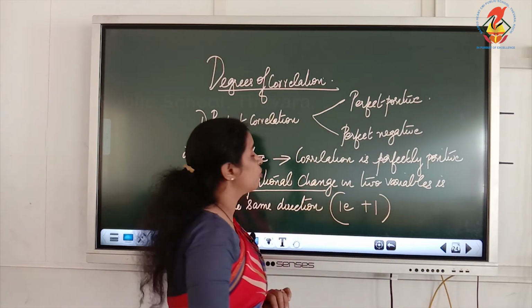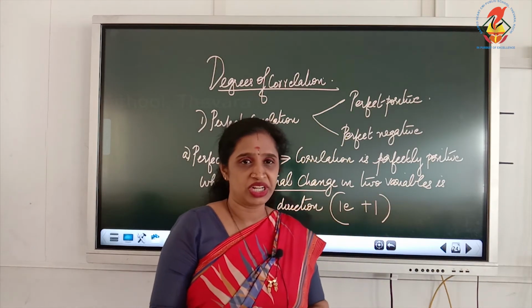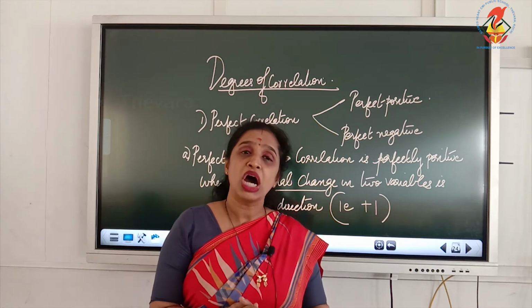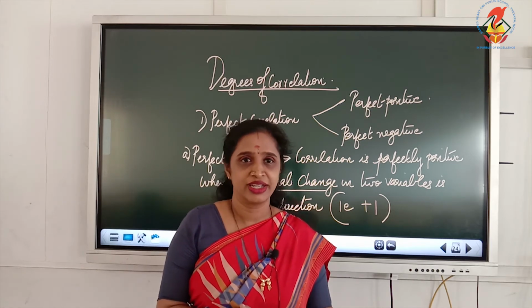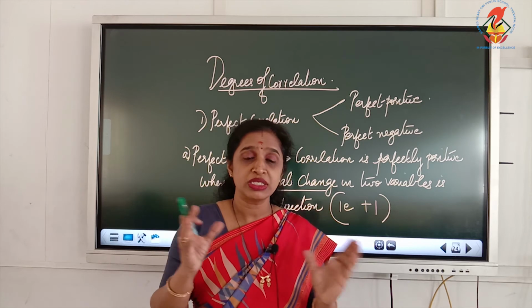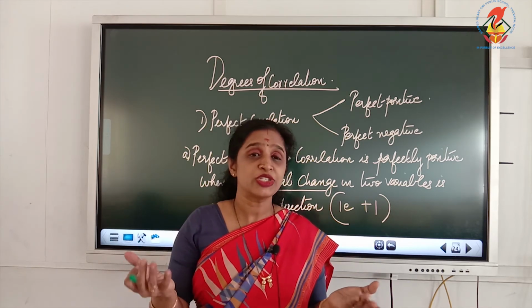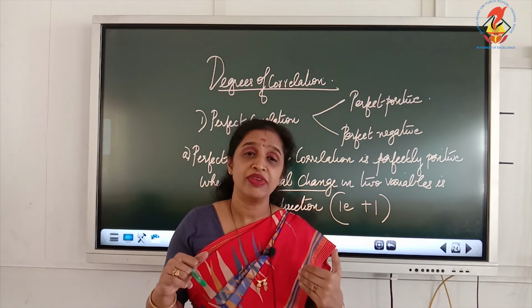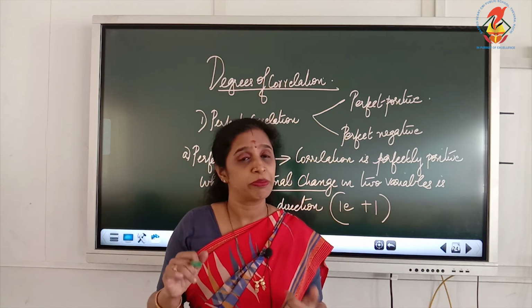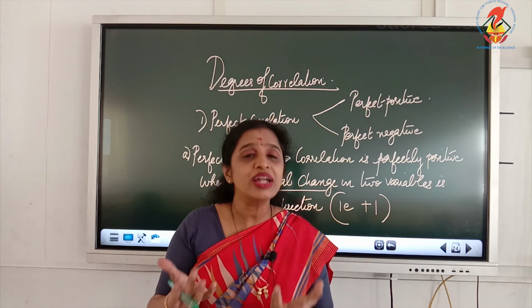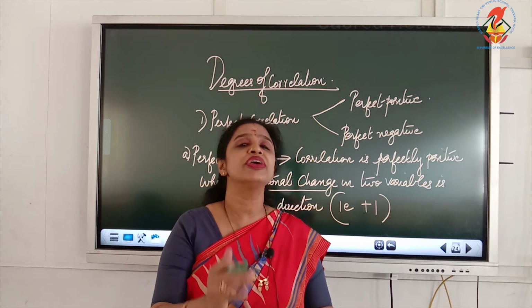Now, we are moving on to degrees of correlation. How far are they related? You know, two variables are related to each other. How they are related is what correlation studies. We have learned different types of correlation, but we should know how far they are related. What is the degree of their correlation?